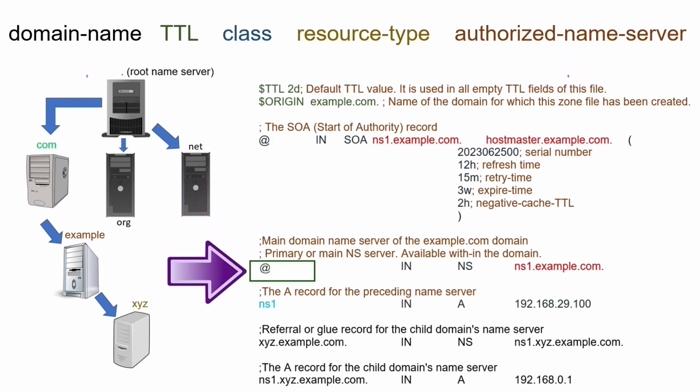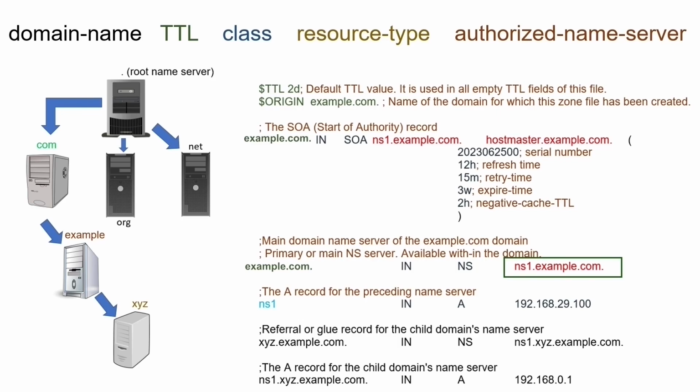In the start of authority record, administrators usually use a single @ sign in the name field. DNS replaces the @ sign with the value of the origin directive. With this setup, the start of authority record automatically receives the domain name from the origin directive, and NS records receive it from the start of authority record. In our example, we configured the domain name example.com in the origin directive. From this directive, DNS will automatically configure the domain name field of the start of authority record and NS records.